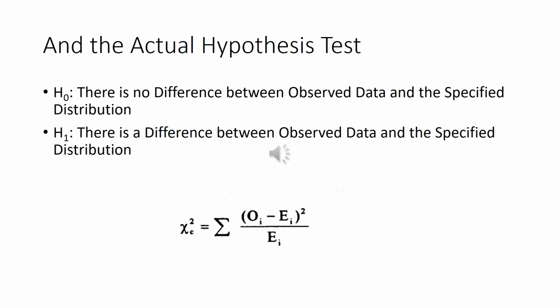So I'm going to set up a quick hypothesis test. My null hypothesis: there's no difference between the observed and the specified data. So what I expected matched up pretty well with my observed, is what I'm saying. Or then there's the alternate: there is a difference between the observed data and the specified distribution. So it didn't match very well.